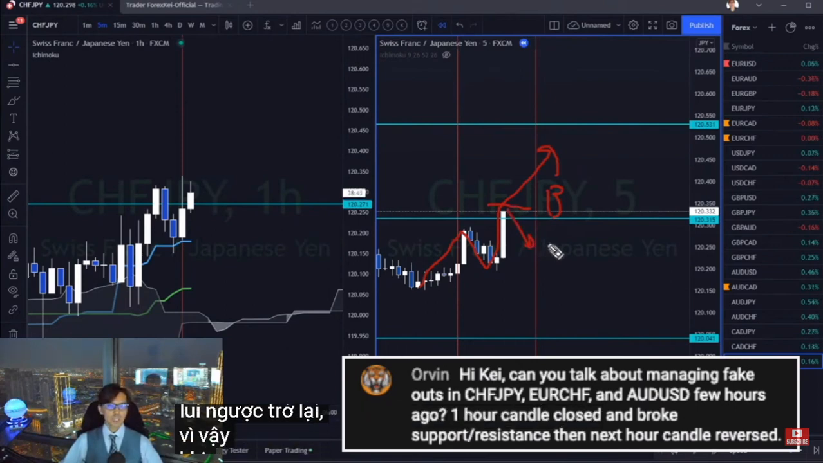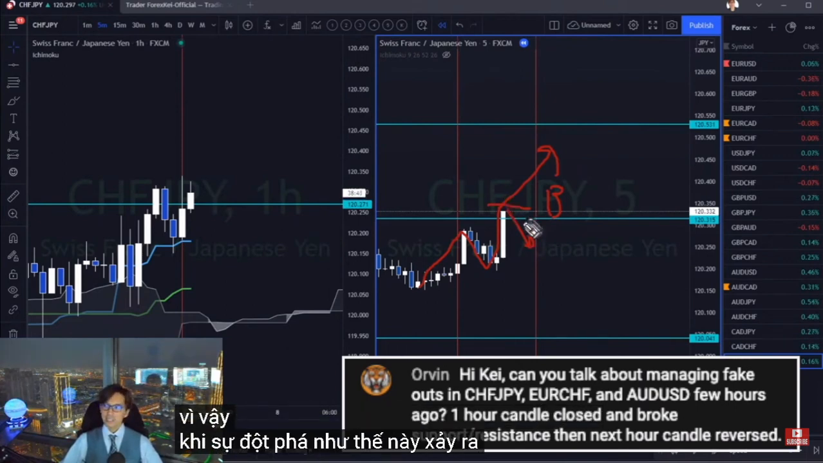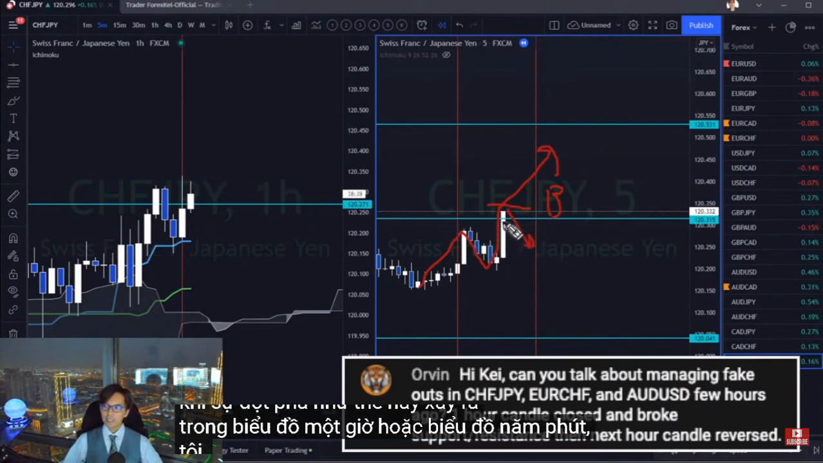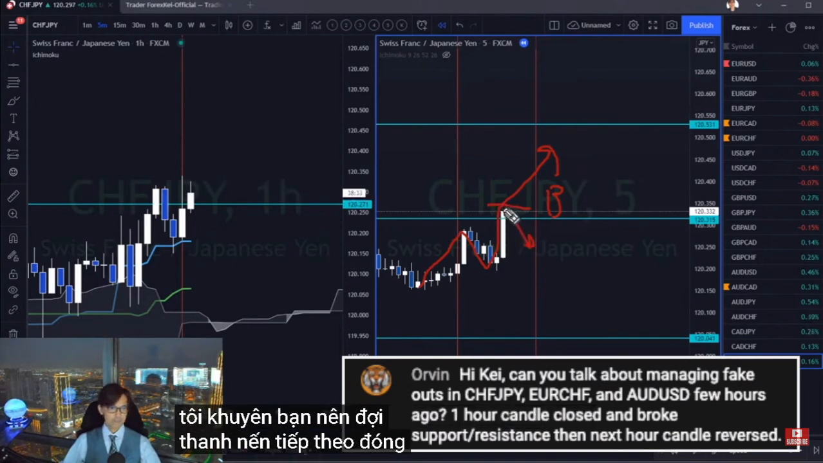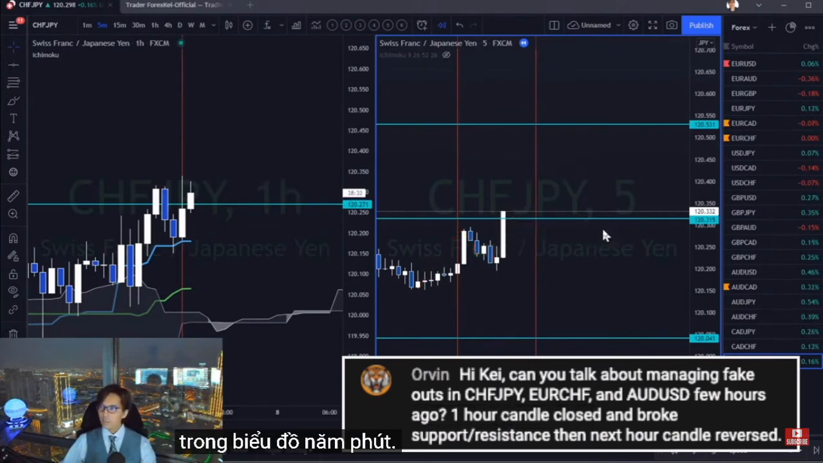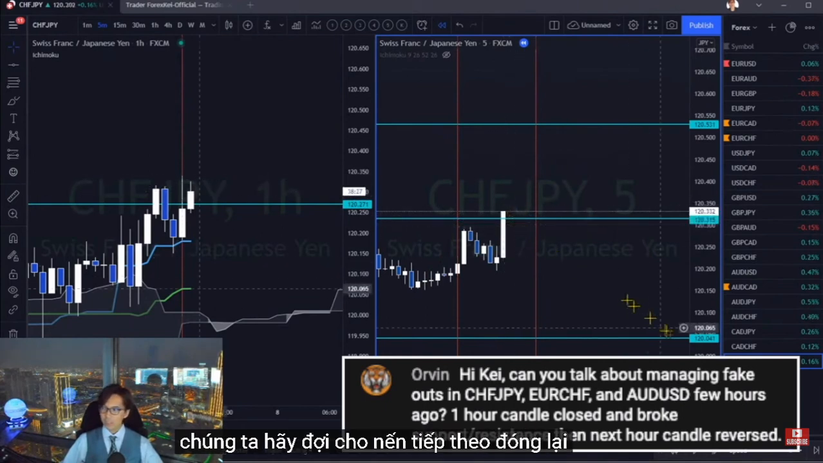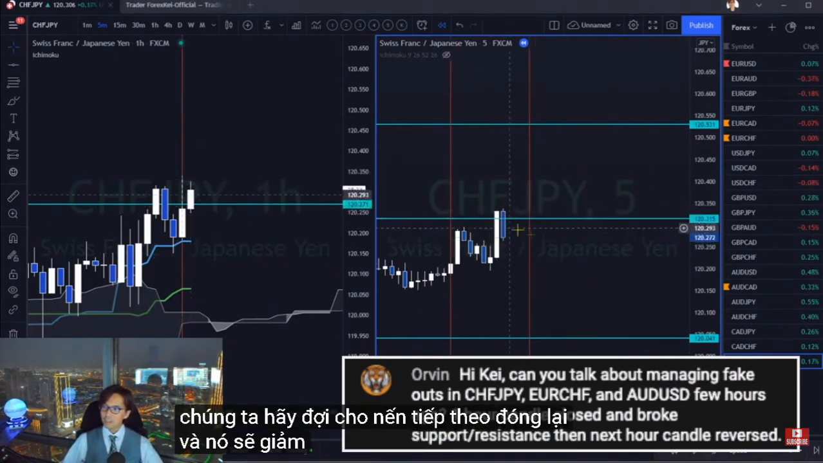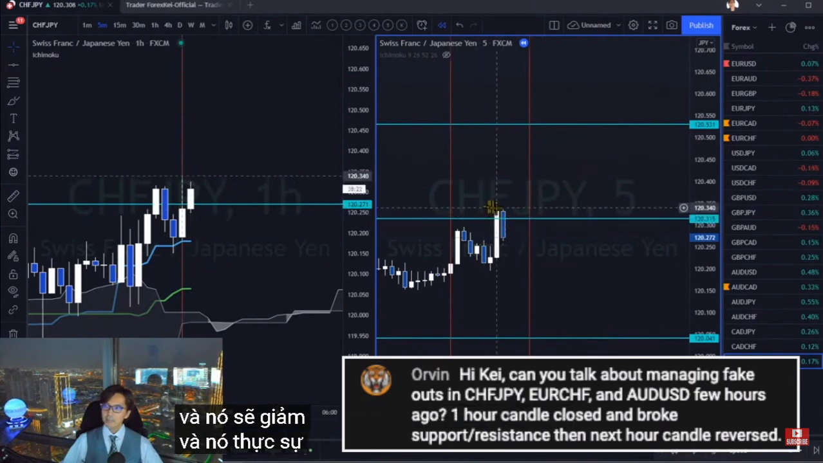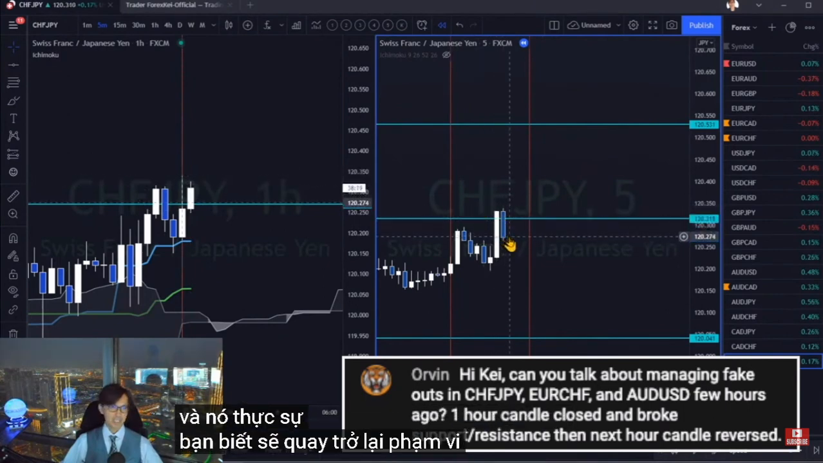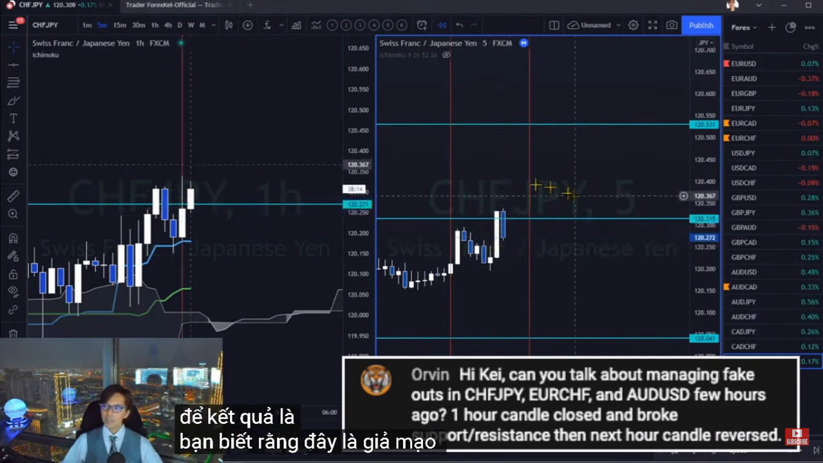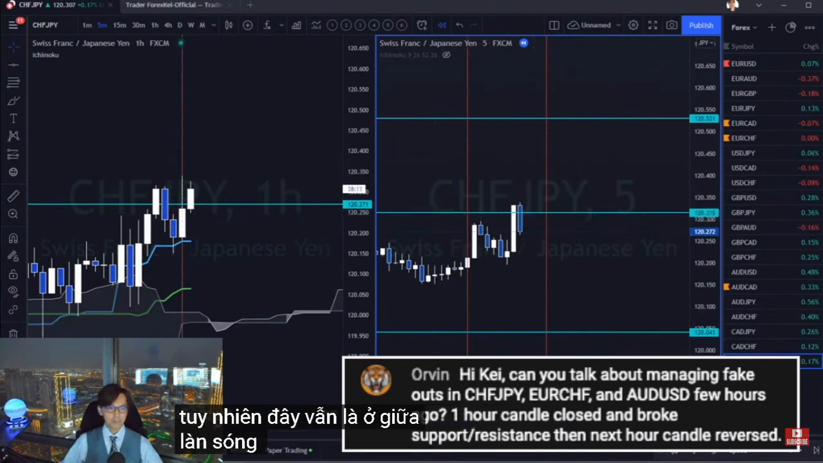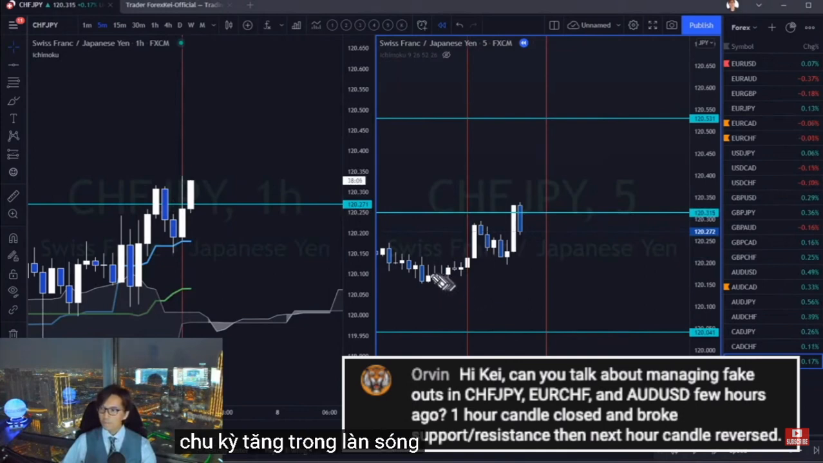So when a breakout like this happens in the 1-hour chart or the 5-minute chart, I would recommend you wait for the next candlestick close in the 5-minute chart. So let's wait for the next candle close, and that will be bearish, and it actually goes back into the range. So as a result, you know that this was a fake out, but however, this still looks like it's in the middle of the bullish N wave.